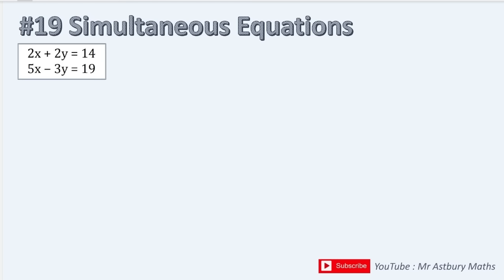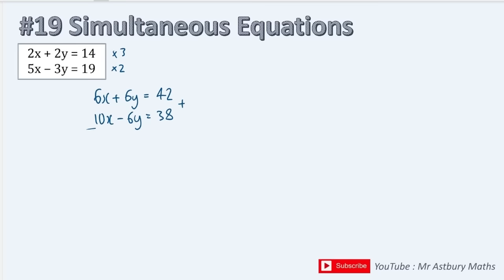And the final example is when we do need to multiply, and this time we need to multiply both equations. So what I'm going to do is multiply the top one by 3 and the bottom one by 2. You could do 2 and 5, but I'm going to line up the y's because the signs are different, which means we need to add the equations, which I think is slightly easier. Okay, this is going to give me 6x plus 6y is equal to 42. Timesing by 2 on the bottom is going to give me 10x minus 6y is equal to 38.